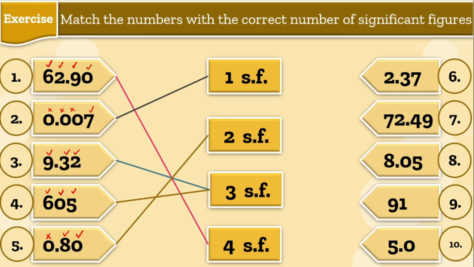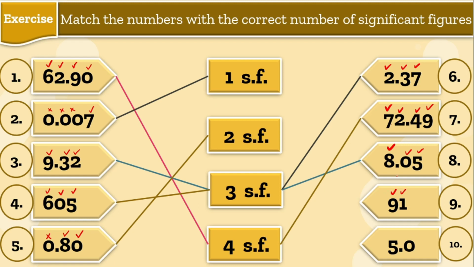Question number 6. 2.37. There are 3 significant figures. Question number 7. 72.49. 1, 2, 3, 4. So there are 4 significant figures. Question number 8. It is 1, 2, and 3. There are 3 significant figures. Number 9. There are 2 significant figures. And number 10. How many significant figures are here?